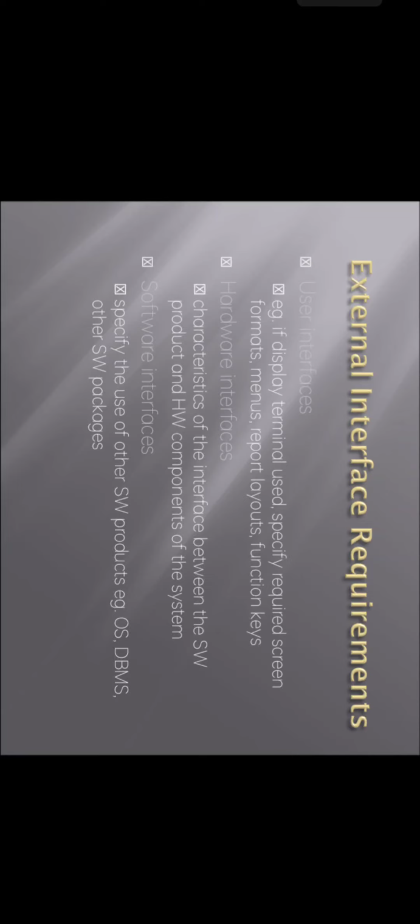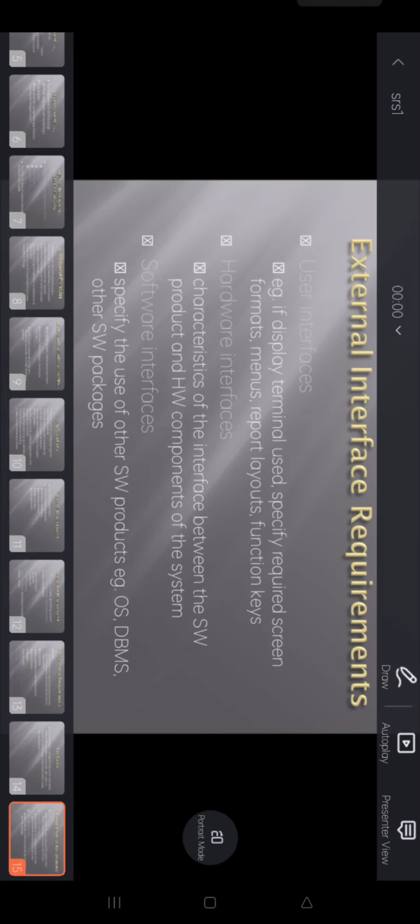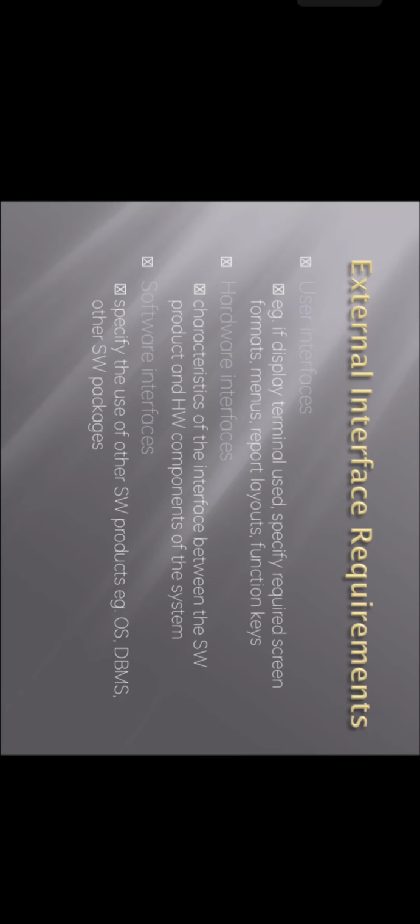External interface requirements. User interfaces: for example, if a display terminal is used, specify screen formats, menus, report layouts, function keys. Hardware interfaces: characteristics of the interface between the software product and hardware components of the system. Software interfaces specify the use of other software products, for example OS, DBMS and other software packages.